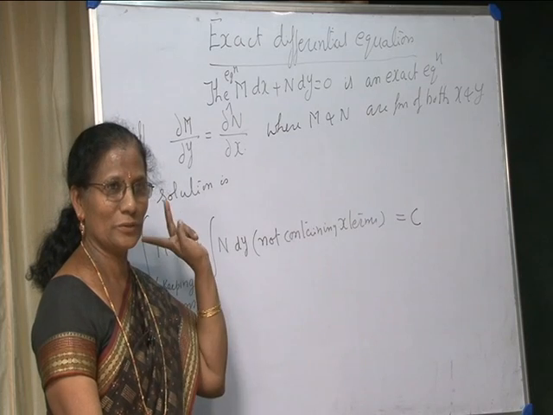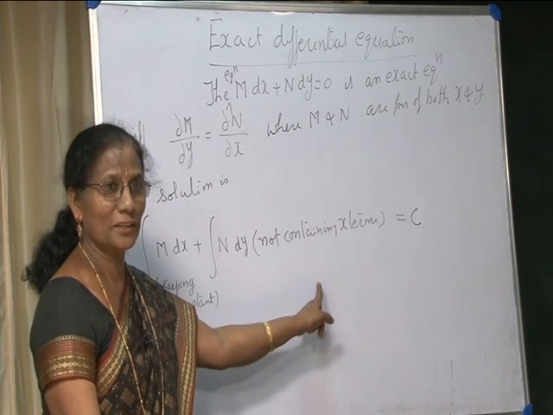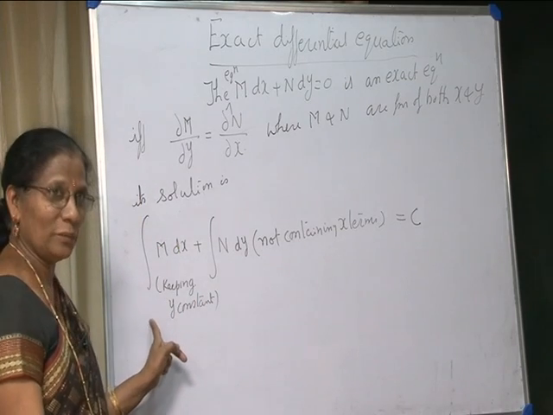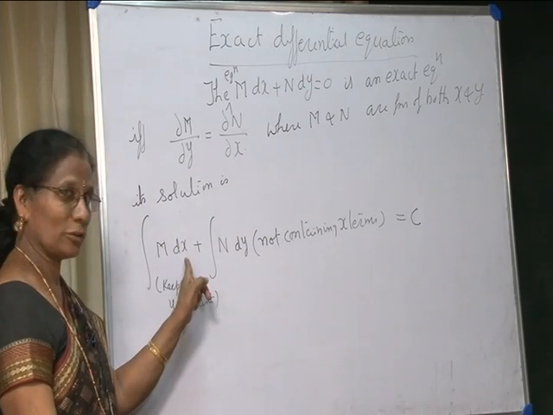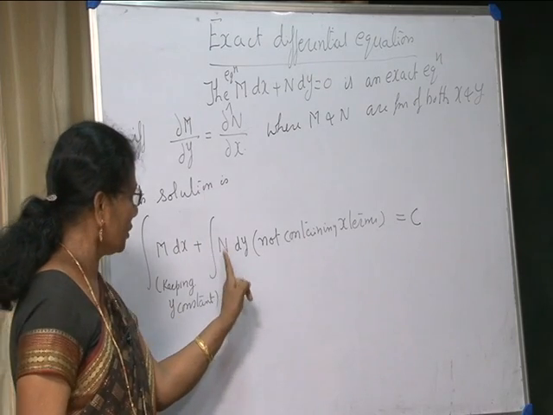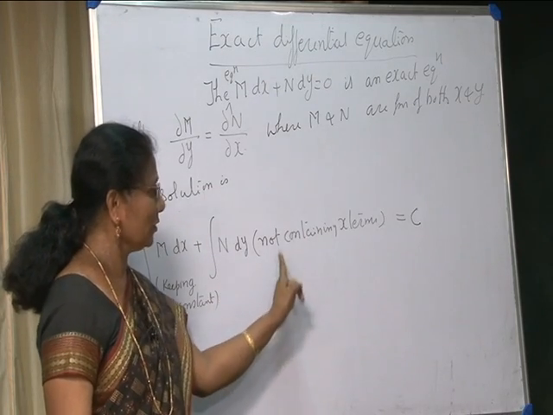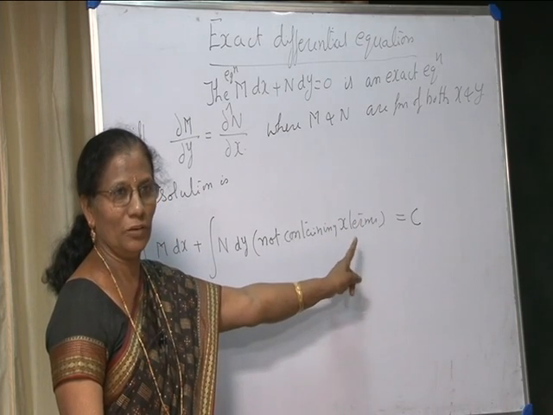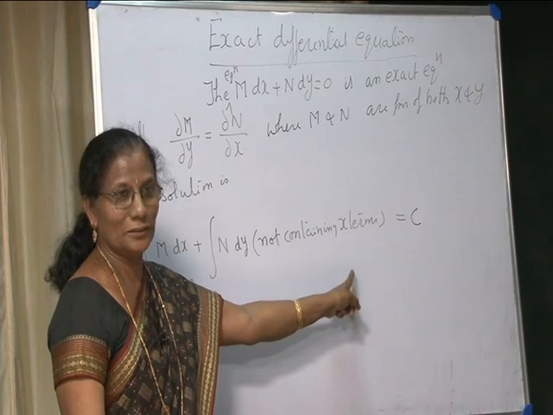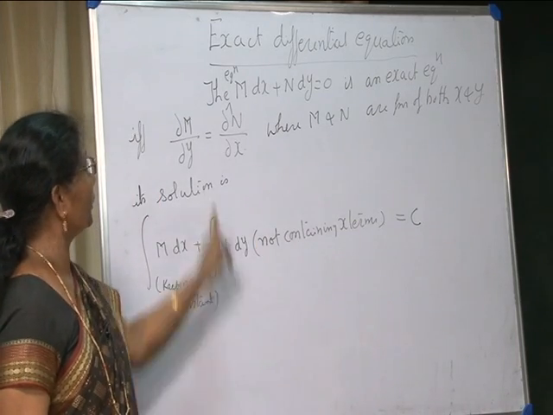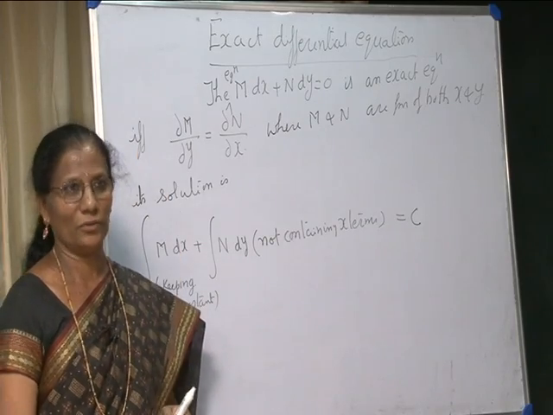Excluding x terms, we have to integrate the remaining terms. The first term is the integration of M with respect to x keeping y constant, plus the integration of N with respect to y, not the x terms, equal to a constant, where that constant is called the integral constant. This is the solution of the exact differential equation.